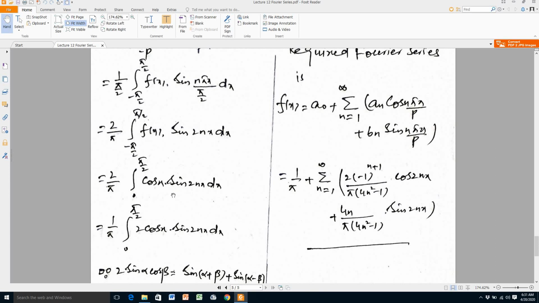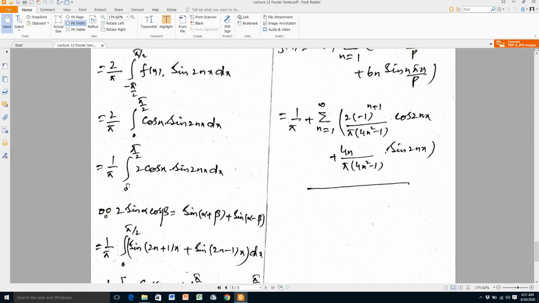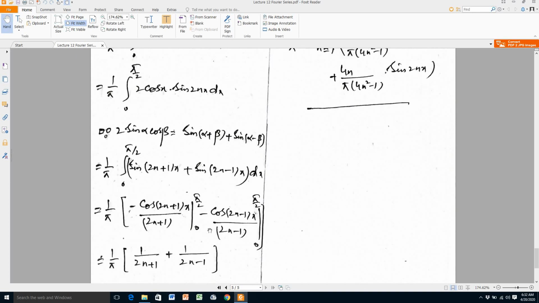It becomes the product formula, and you know that 1 over pi from 0 to pi by 2 cos x sine 2nx, and its product formula is 2 sine alpha cos beta is equal to sine(alpha plus beta) plus sine(alpha minus beta). So I substitute this formula at this place, and we get 1 over pi times minus cos((2n plus 1)x) divided by 2n plus 1 from 0 to pi by 2, minus cos((2n minus 1)x) divided by 2n minus 1 from 0 to pi by 2.